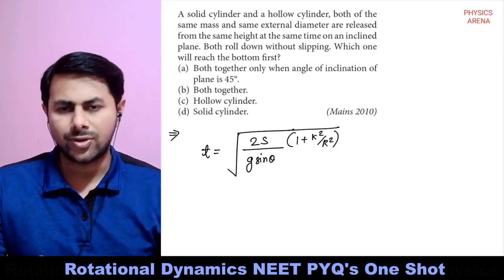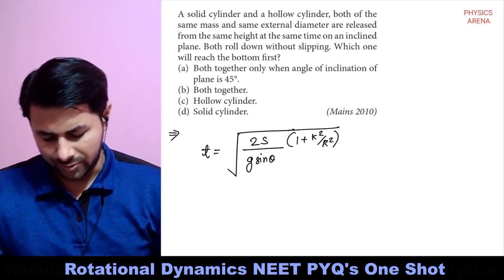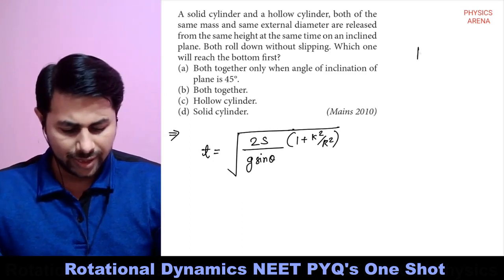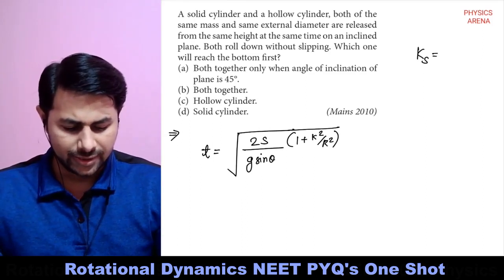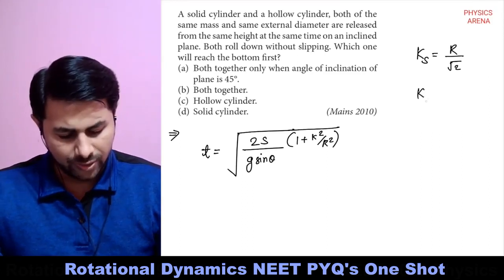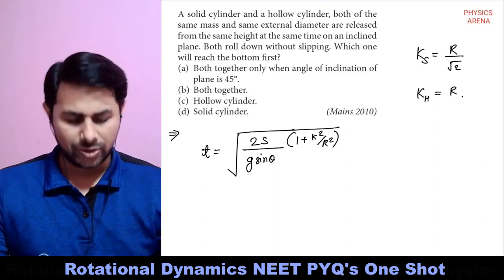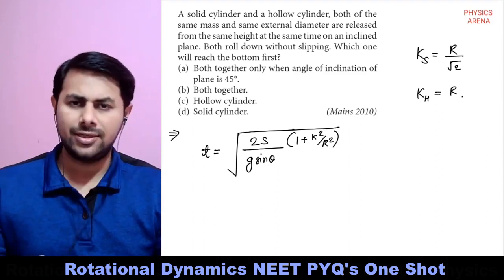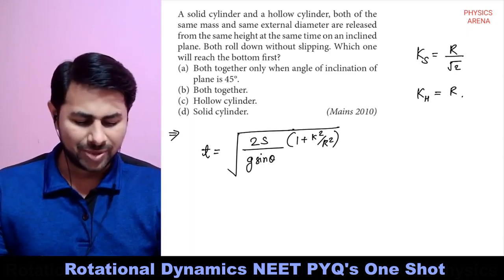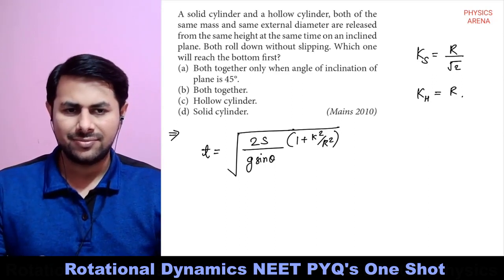Right? So if k is more, time taken will be more. Okay. So what is k for solid cylinder? So k for solid cylinder is r upon root 2, and k for hollow cylinder is just r, because moment of inertia of solid cylinder is mr square by 2, and moment of inertia of hollow cylinder is just mr square, right?